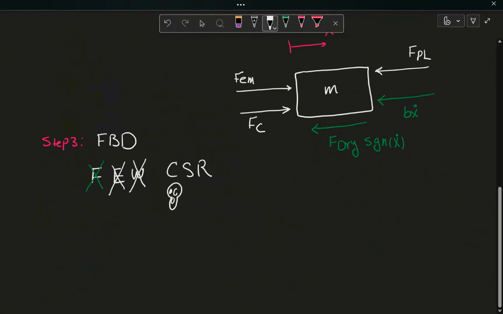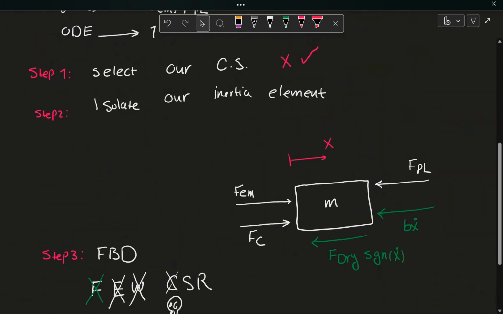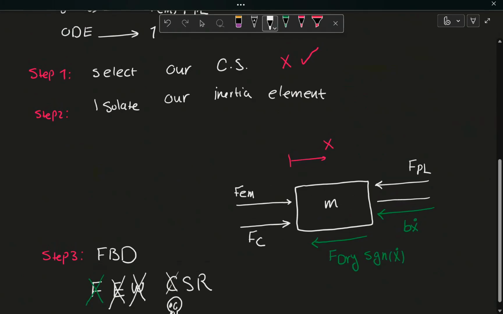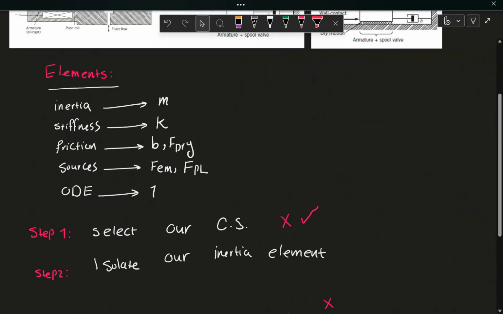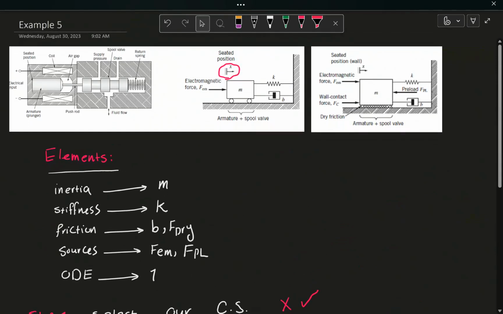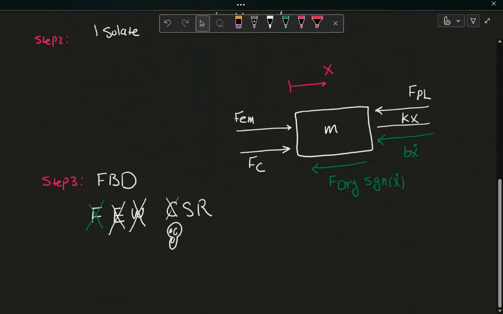The next one is the spring, and we've done this one before. Since only one end of this spring moves and the other one is clamped to the wall, the magnitude of this spring force is Kx. The direction, you figure out first whether the spring is in tension or in compression. Then from that point, you figure out the direction of that force. So if the box goes to the right, the spring is going to be squeezed, it's going to be compressed, and it's going to push against the direction of the motion.